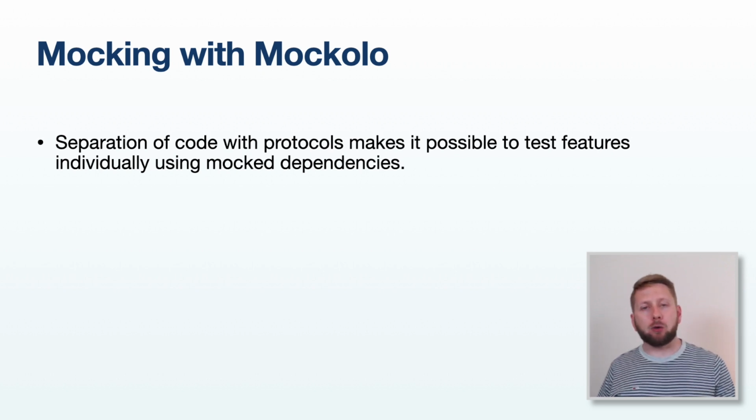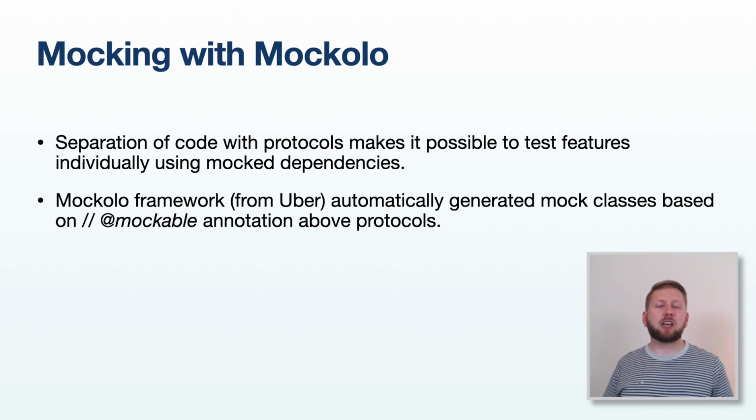And Mockolo is a way of doing that. So what makes Mockolo different from the Cuckoo framework, for instance, or from other frameworks I saw, is that this actually can generate these mock classes automatically, and it does so only based on an annotation that you put directly above a protocol. So if you write down @mockable before a protocol, during build, Mockolo will look at those protocols and automatically generate mock classes from them, which is super useful and very quick.